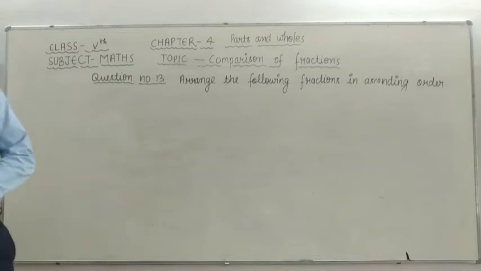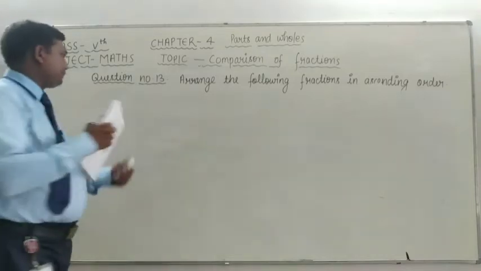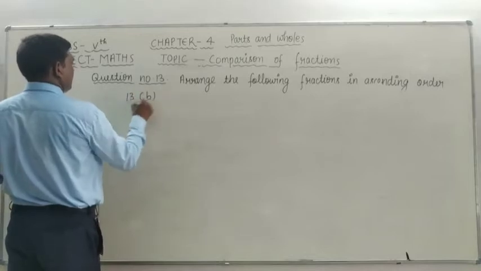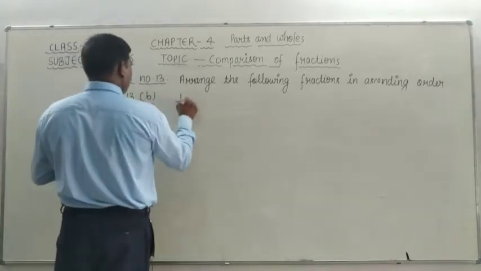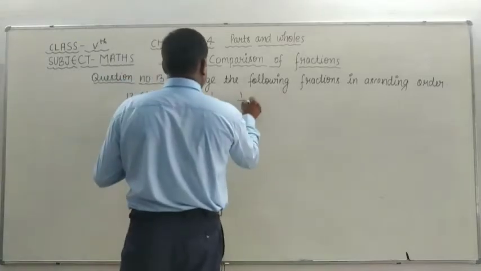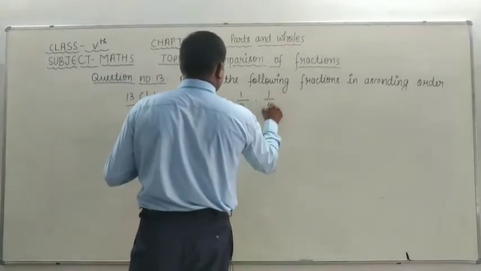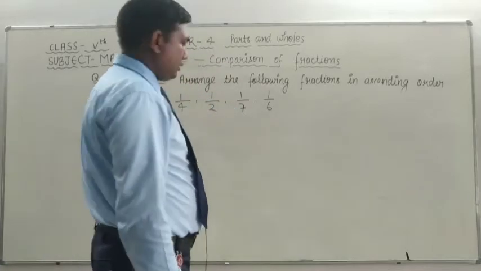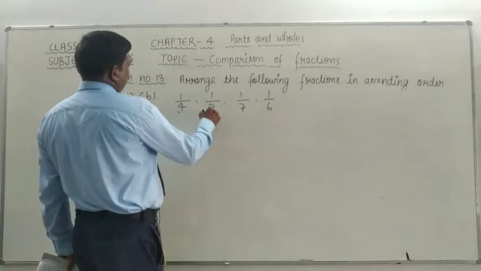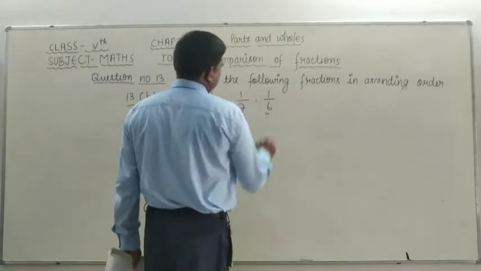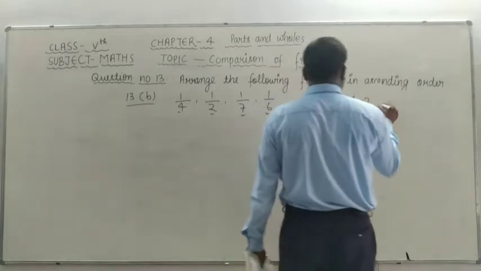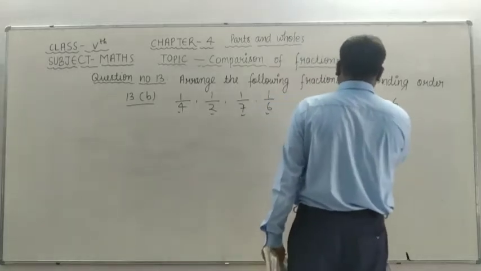Okay students, now let's start question number 13 of B. Look here carefully. Given 1 over 4, 1 over 2, 1 over 7, 1 over 6. Dear students, in this question firstly we have to take the LCM of 4, 2, 7 and 6, by using the prime factorization method.